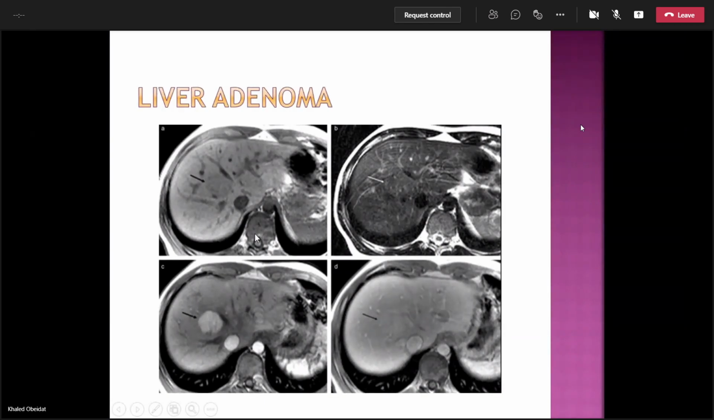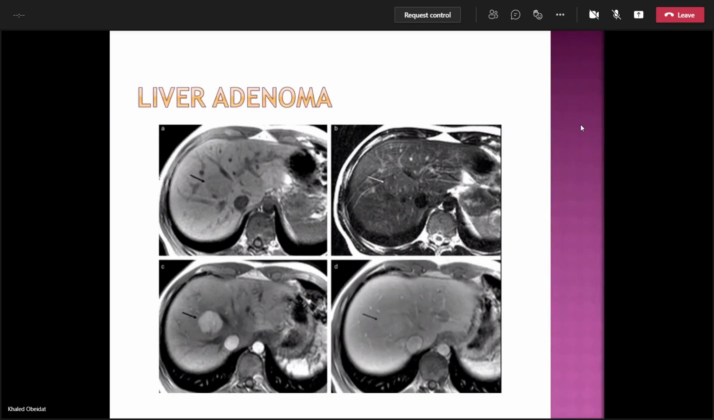On T1 weighted images, it is hypodense compared to the rest of the liver. On T2 weighted images, it's isodense. On the arterial phase, there is diffuse enhancement. We can see the contrast in the arterial system. On the delayed phase, the contrast is almost gone from the mass, from the tumor. But this is not a diagnostic finding, so this is a suggestive finding for diagnosis.